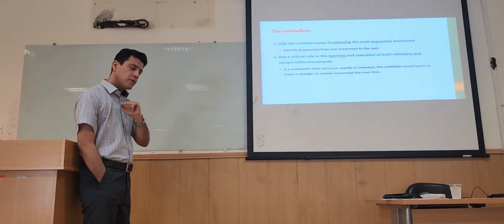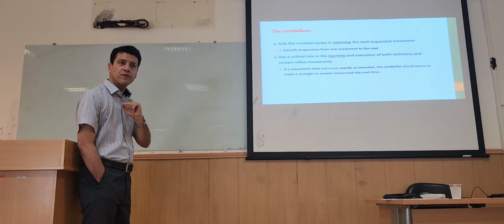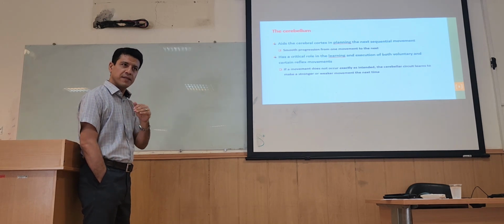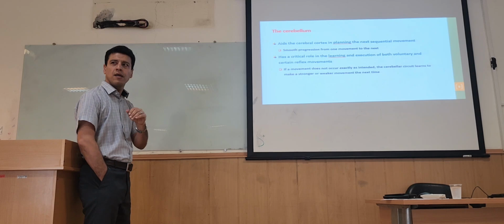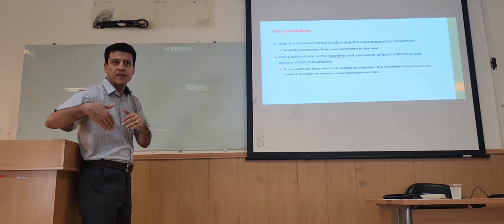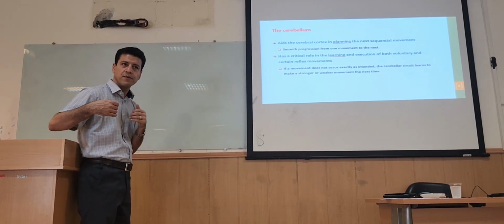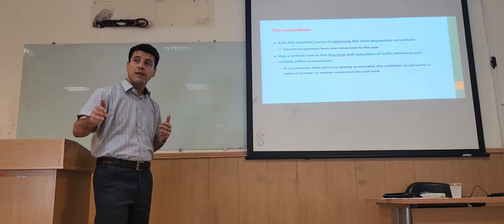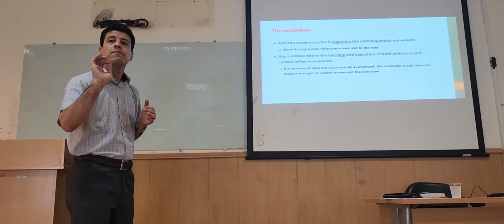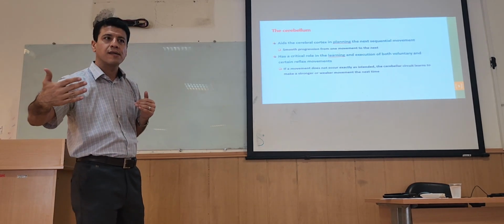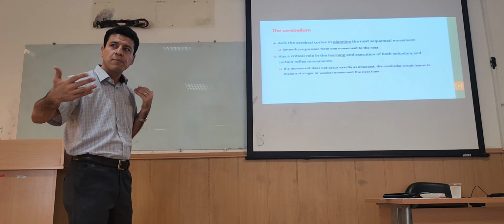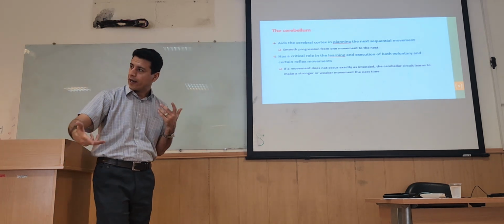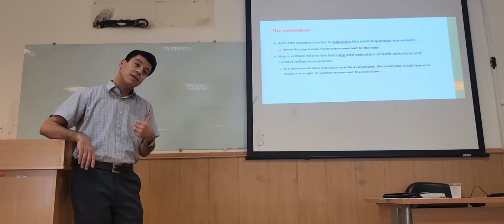So you know that when we do a movement for the first time, there may be some mistakes, so it's not so precise. But after repeating the movement several times, you become more and more precise, right? So this is a type of learning, motor learning, and this learning depends on the cerebellum.